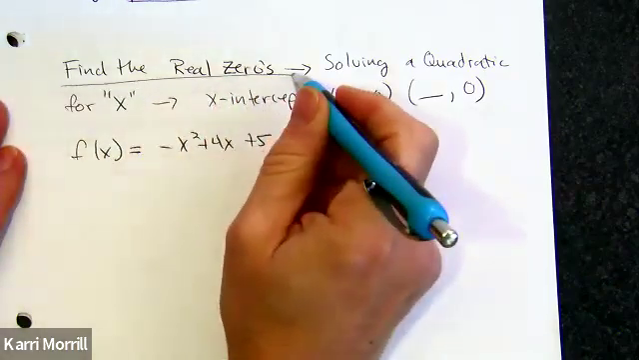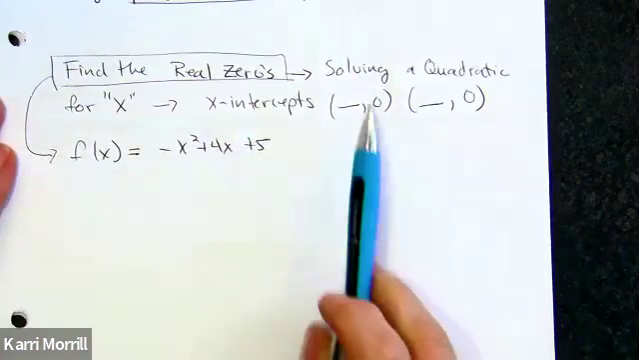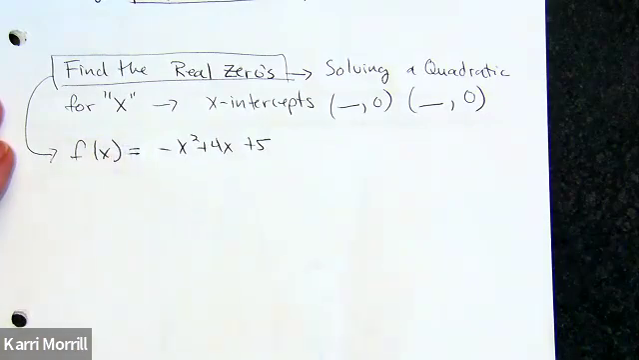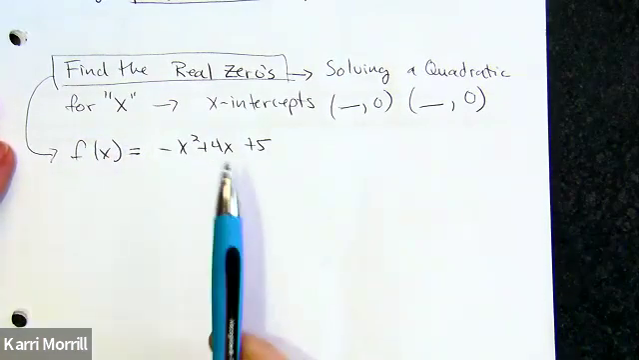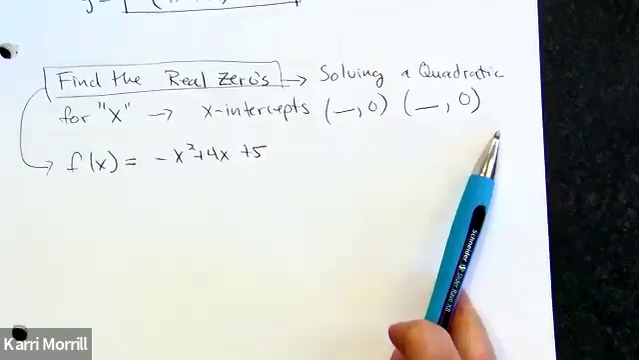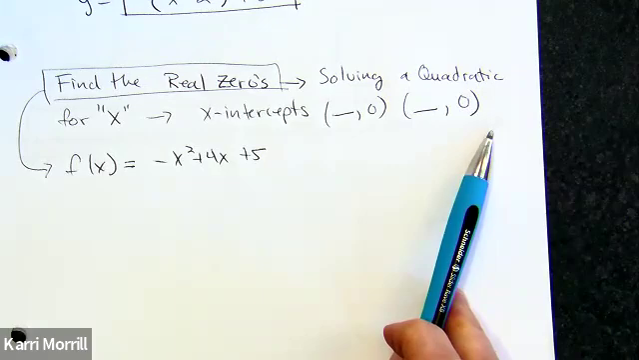Okay, so these would be the instructions. It would say like find the real zeros of this. Well, this is just solving a quadratic equation for x. It's just a new terminology, which we can also say x-intercepts. So I like to introduce that to you because it is pulling from a previous section. And I just wanted to go over that with you.